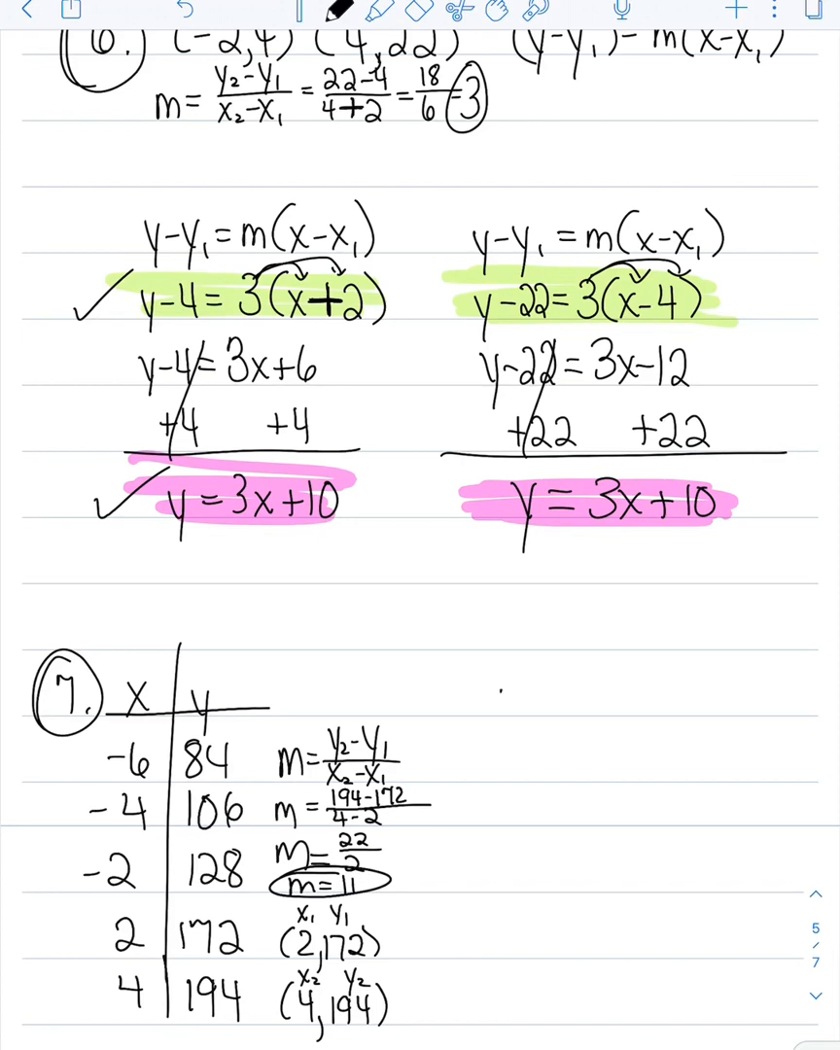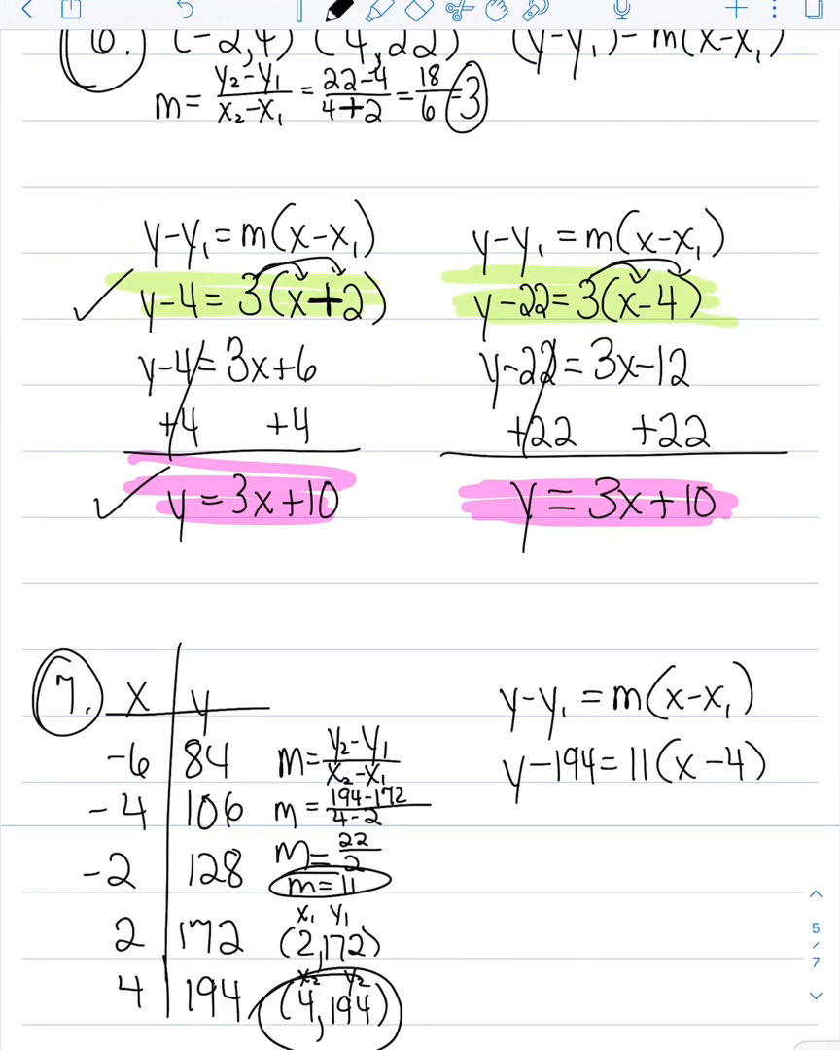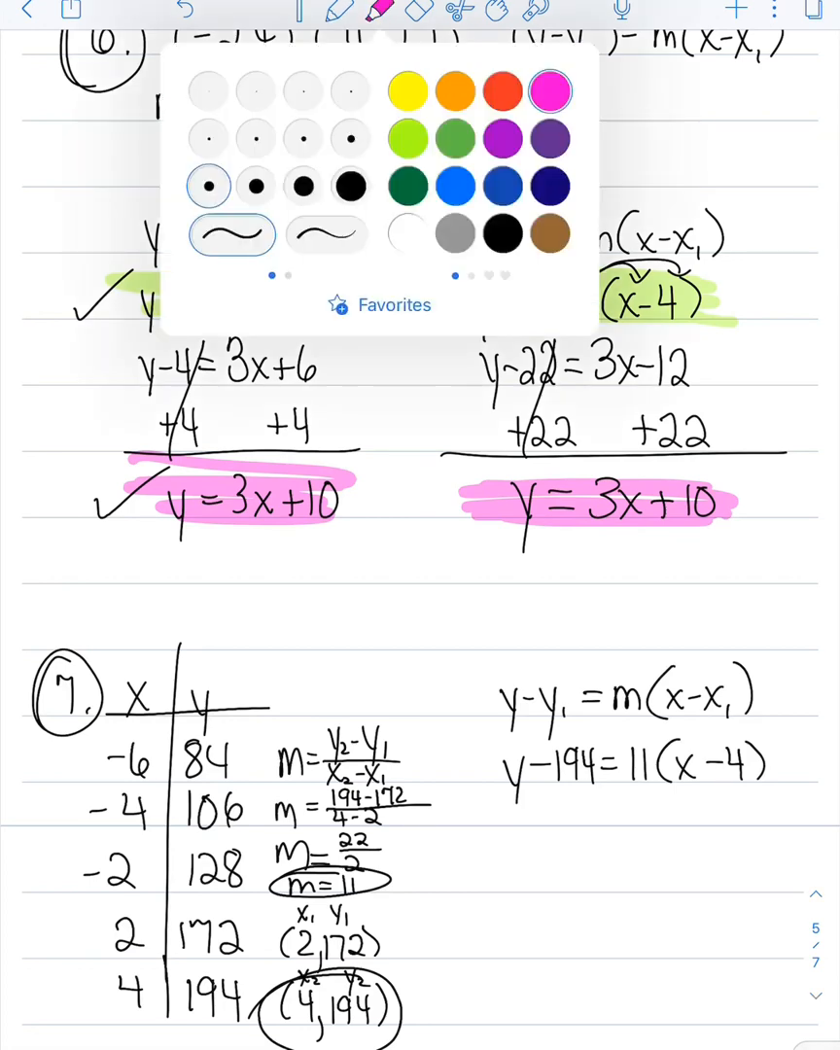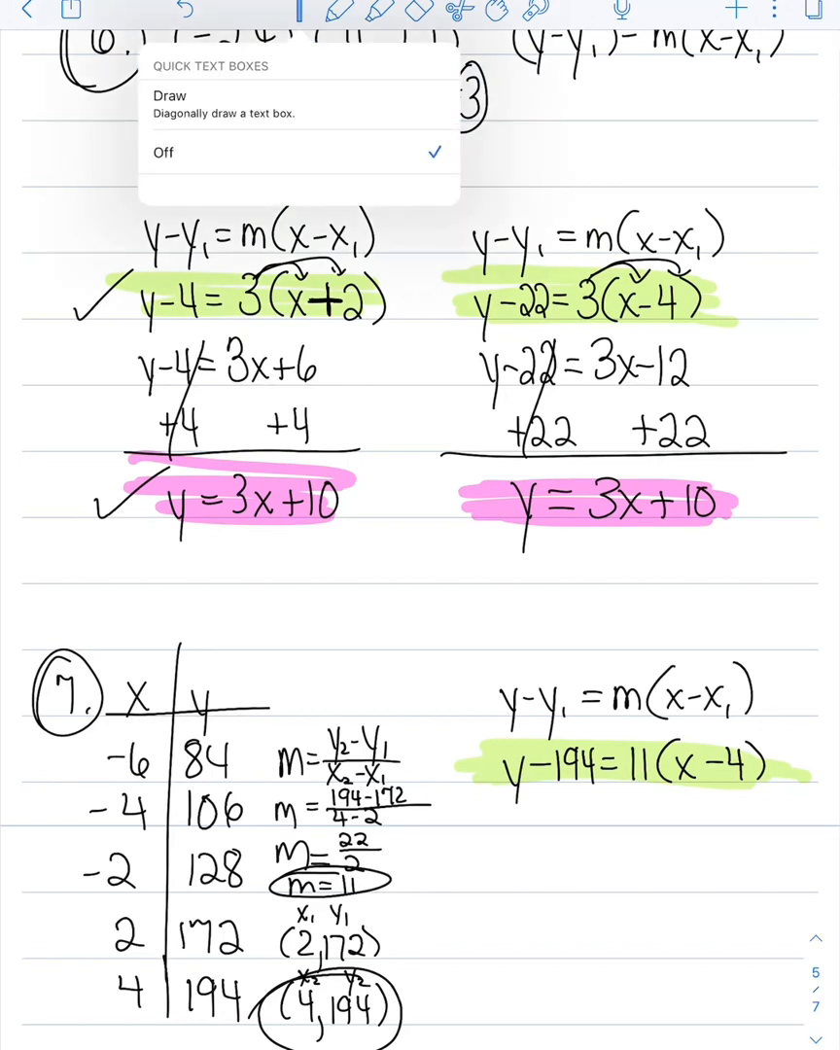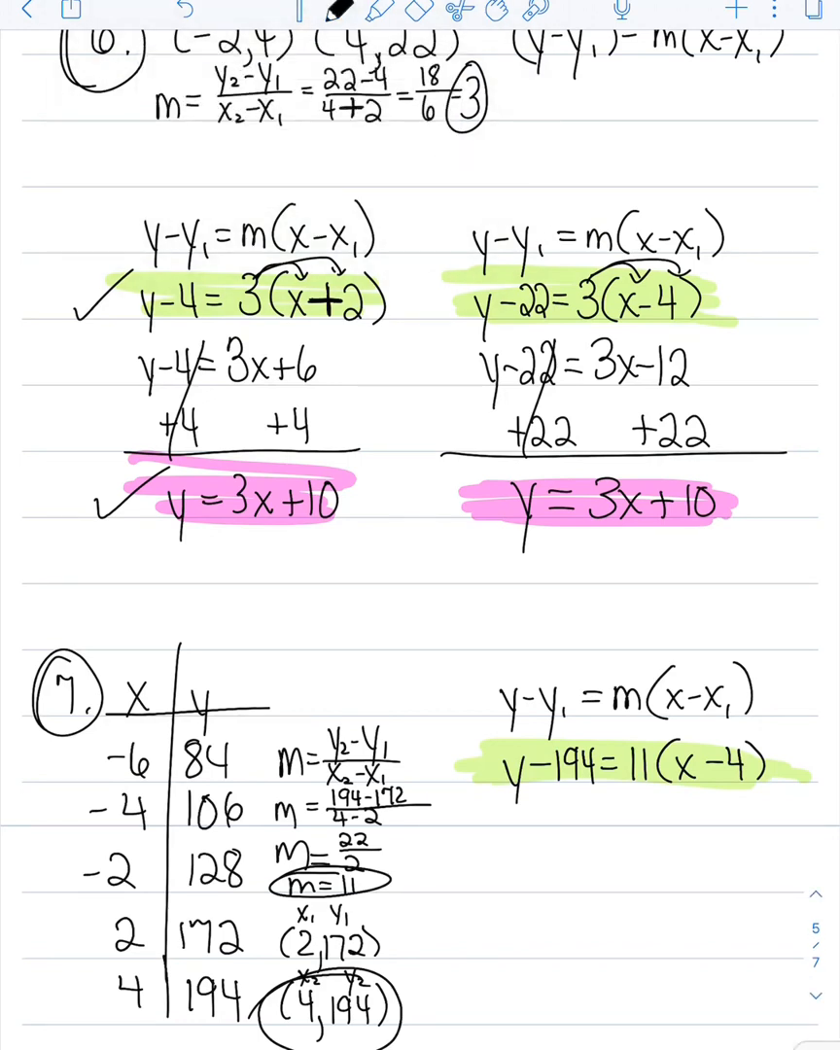So I'm going to say y minus y1 equals m times x minus x1. And I'm going to use the bottom one. I just picked one. So y minus, what is my y? 194 equals, my slope is 11. X minus, what is my x value in that point? It's 4. So that is my equation in point slope form because it tells me the slope of the line is 11 and the point on the line is 4, 194.